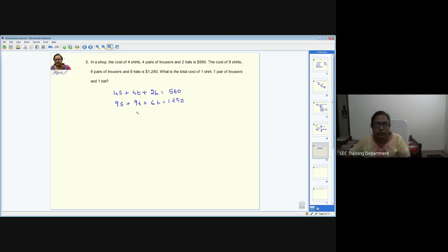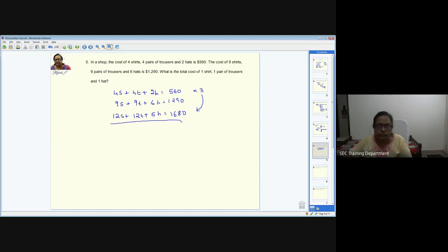In order to cancel one of these, I have to multiply either this or this. I think this will be easier for me because I don't have to change this equation. I just have to multiply the first equation by 3 so that this 2 will get the same value. So I multiply this by 3 to get this equation. When you multiply that by 3, this is going to be 12S plus 12T plus 6H, because 2 times 3 is 6H, and again multiplying this by 3, what is this? 3 times 560 is 1680.